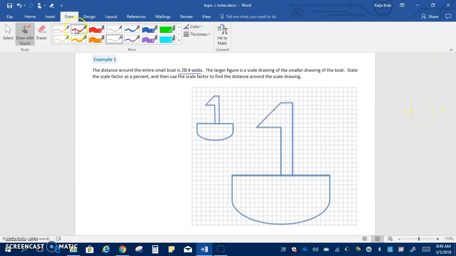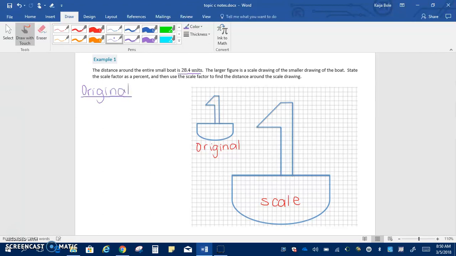So first, we need to put in that our smaller one is our original, and this is our scale. The difference between what we're doing now and what we've been doing is that we only have one given measurement right now, which is the distance around the entire small boat. And we want to know the distance around the entire boat. So we're going to have to use measurements that we find ourselves on the picture. So we're going to start with our original boat first.